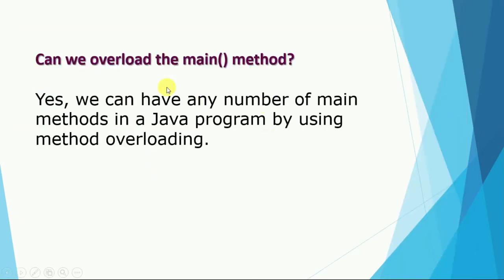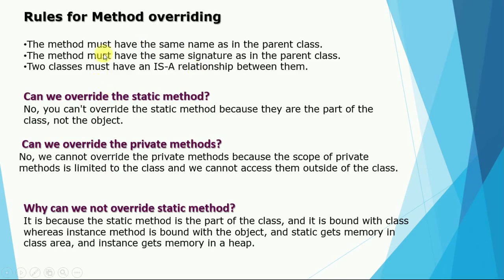Can we overload the main method? Yes, we can have any number of main methods in a Java program by using method overloading. The rules for method overloading we already discussed. Now the rules for method overriding: the method must have the same name as in the parent class, the method must have the same signature, and there must be an is-a relationship, a child-parent relationship, between them.